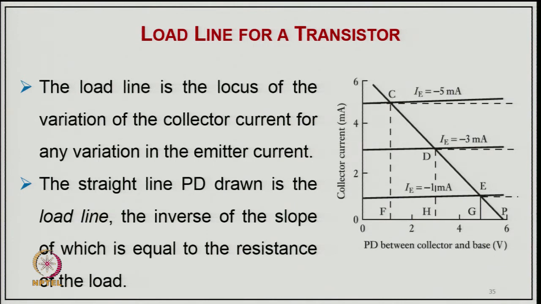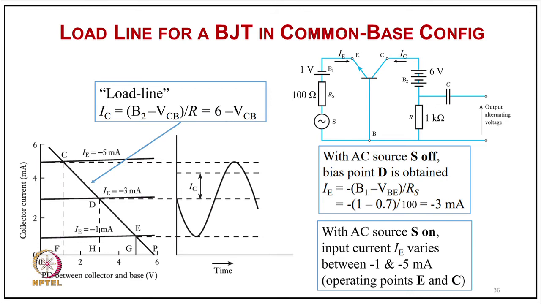So, the load line is the locus of the variation of collector current for any variation in emitter current, and the straight line PD drawn is the load line. The inverse of its slope is equal to the resistance of the load, because this will have a negative slope, so we have to take the inverse of this. You can just see here what we have as a load line. This is the same circuit we are showing here, and you can see the biasing is such that the current remains positive all the time, and the collector current remains always positive because we are providing bias here.